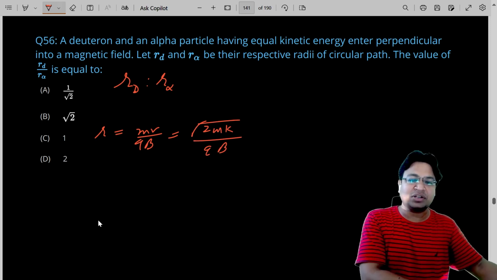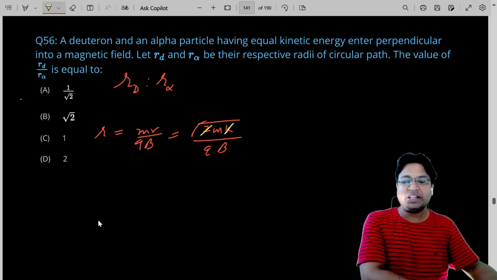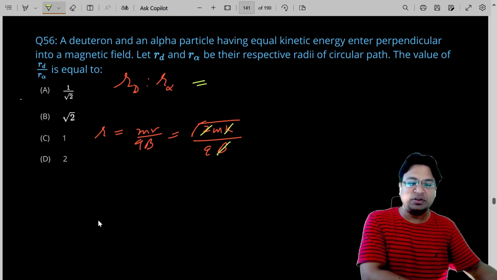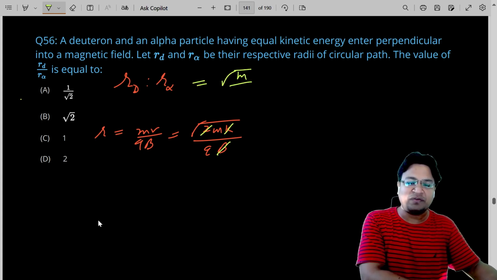So when I'm going to take the ratio, things which are going to be same for both the particles will cancel. Kinetic energy is given to be same, magnetic field is given to be same. So this ratio will be governed by the ratio of root of mass upon charge. Here I will substitute mass of deuteron and charge of deuteron. Here I will substitute mass of alpha particle and charge of alpha particle. So let's do it here.